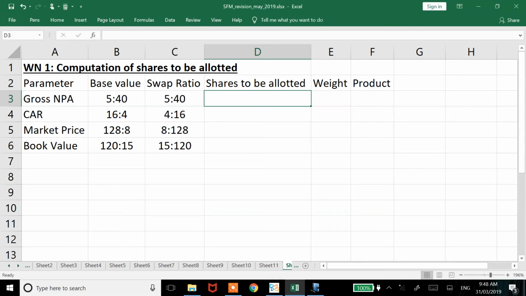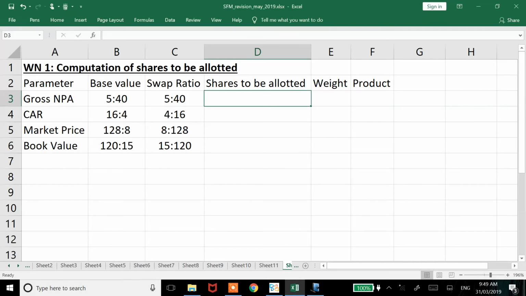The only rule is, for any negative parameter, you are not going to do a swap. The negative parameters could be multiple. One of the negative parameters in this question is NPA. They could have had another parameter called net NPA. If they have that, that also I will not do a swap. We are not going to do a swap for any negative parameters.